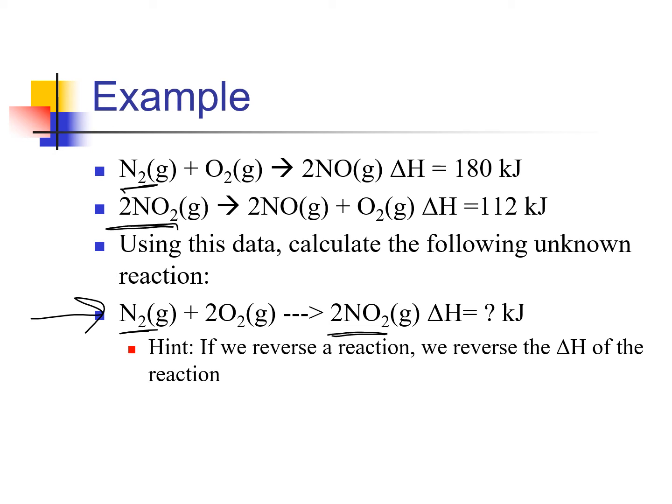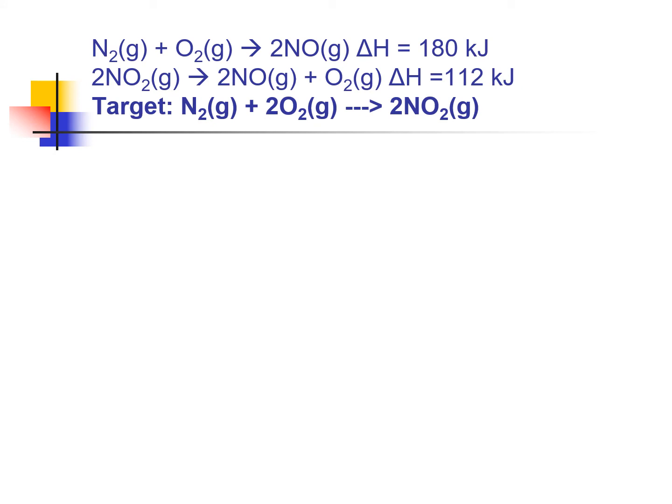But looking at the second equation up top, I see NO2 as a reactant, whereas I want NO2 as a product. Now the coefficient is right, but it's on the wrong side. So that means with this reaction here, the second reaction, I need to reverse it. And if I reverse it, the delta H goes from 112 to negative 112. So putting all this together now, the target, nitrogen's on the left, so we're going to keep the first reaction as is.